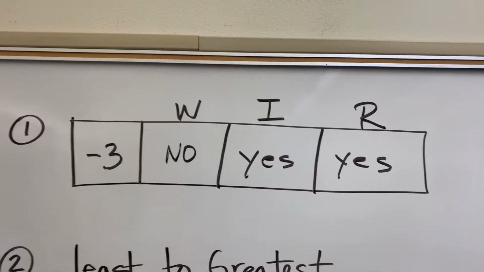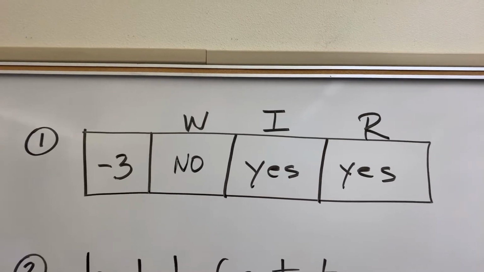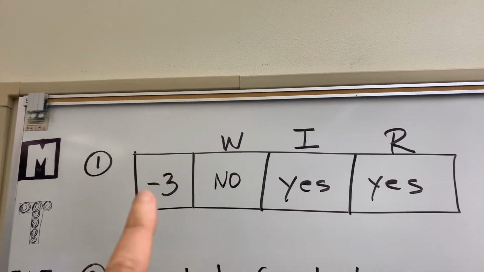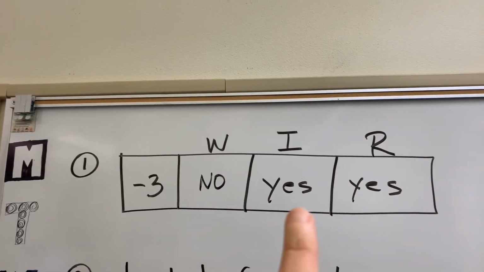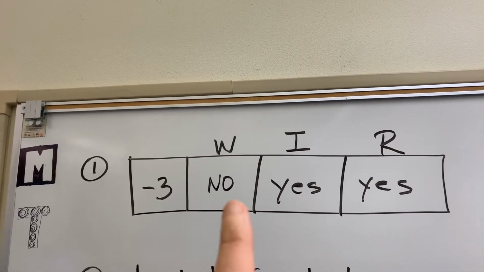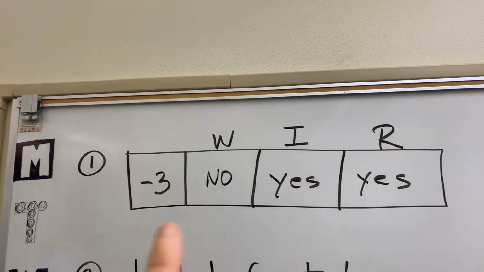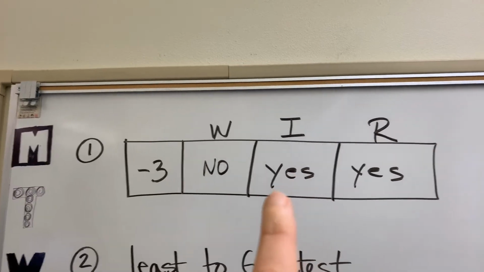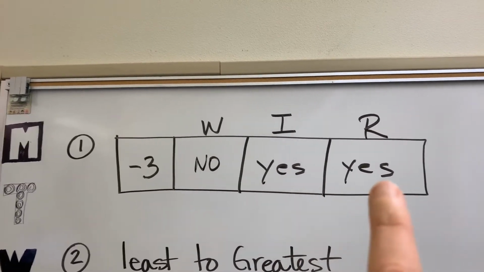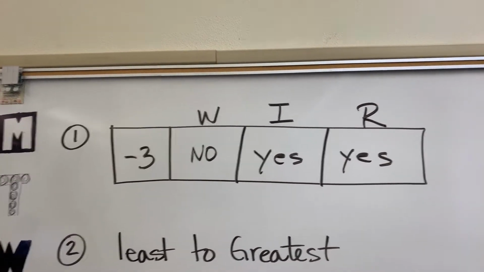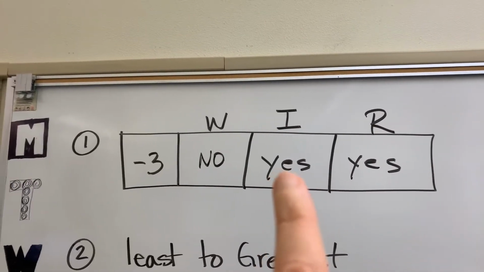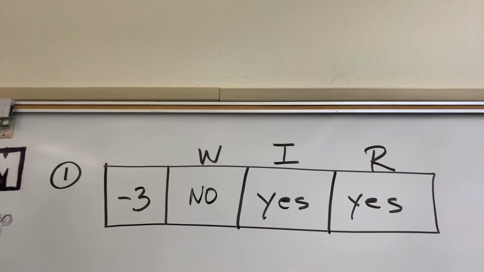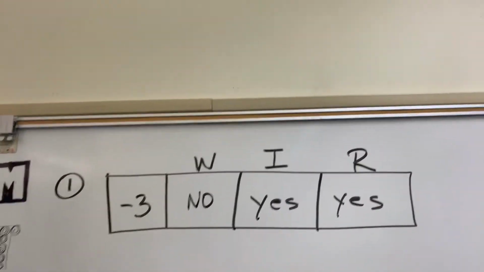Here we go. They asked if -3 was a whole number. No, it's not: 0, 1, 2, 3, 4, 5, 6. That's a negative number. Is it an integer? Yes, it's a whole number or its opposite. It's the opposite of +3. And once it becomes an integer, it is a rational number. Hint: once you start writing yes, the rest of the boxes will be yes. That is a trick I didn't want to say.